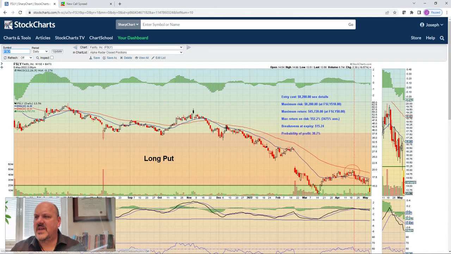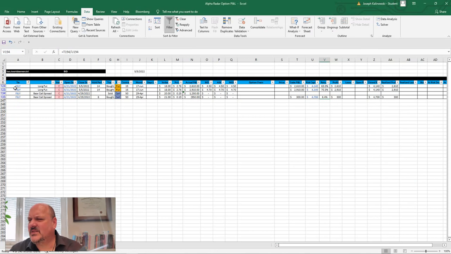So here is FSLY. I had bought puts, went long the puts here. This is the daily chart. Today the stock is really coming down. It's down about 20%. Kind of a broken chart. So I had to take profits on this. Today I closed out the long puts.